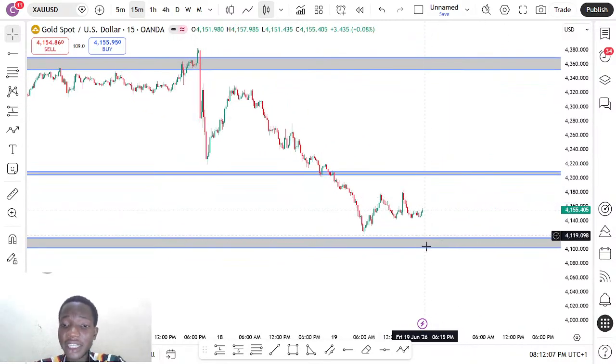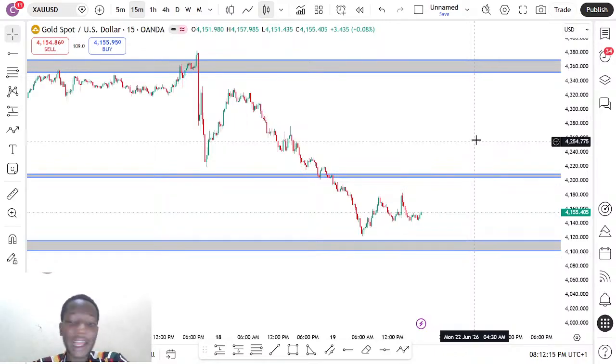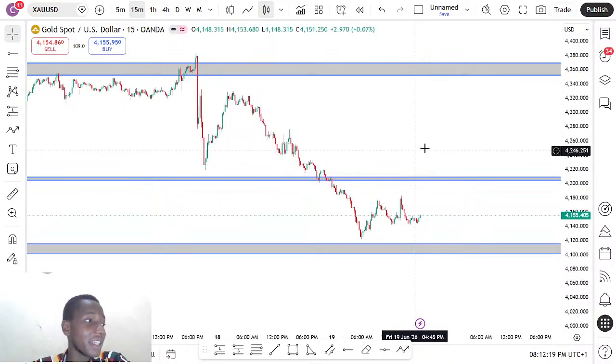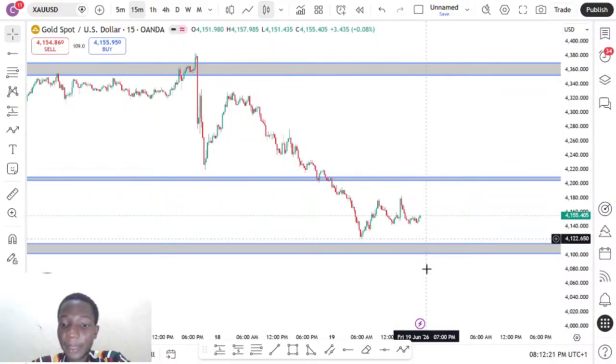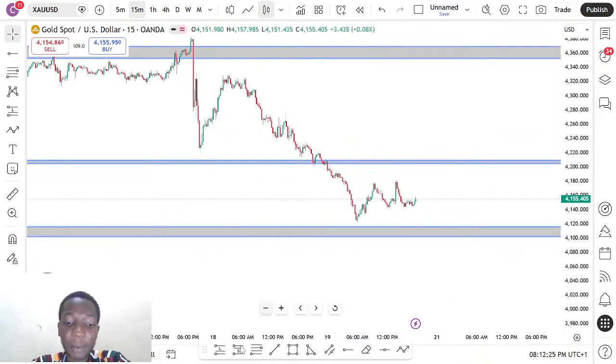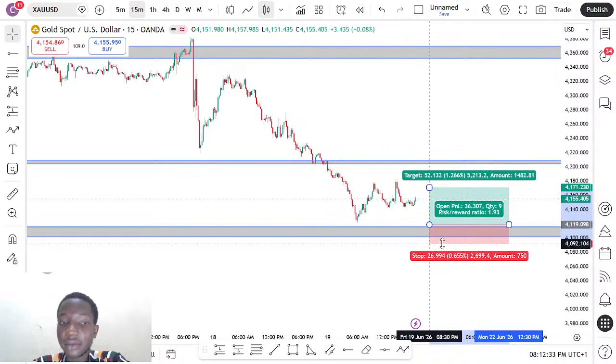Once the price comes here and shows me that pin bar from the 1 hour time frame, that means I'm taking a buy. I'm taking a buy of this trade. Then if the market breaks here, I'm taking a sell. Then why buy from here? That means this zone won't be relevant to me again.